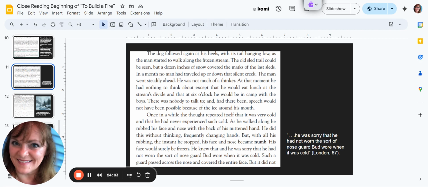At that moment, he had nothing to think about except that he would eat lunch at the stream's divide and that at 6 o'clock he would be in camp with the boys. There was nobody to talk to, and had there been, speech would not have been possible because of the ice around his mouth. Once in a while, the thought repeated itself that it was very cold and that he had never experienced such cold. As he walked along, he rubbed his face and nose with the back of his mittened hand. He did this without thinking, frequently changing hands. But with all his rubbing, the instant he stopped, his face and nose became numb. His face would surely be frozen. He knew that, and he was sorry that he had not worn the sort of nose guard Bud wore when it was cold.